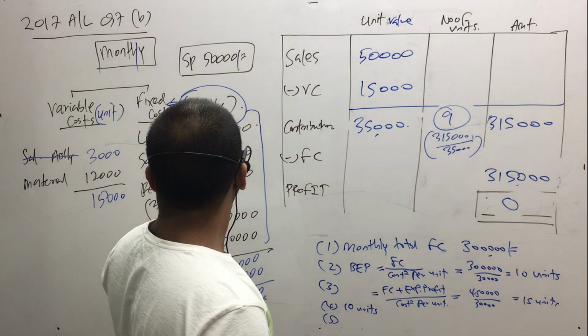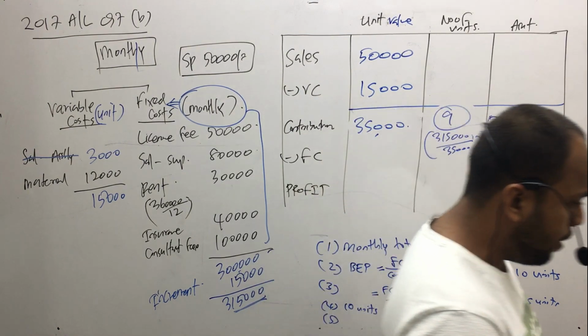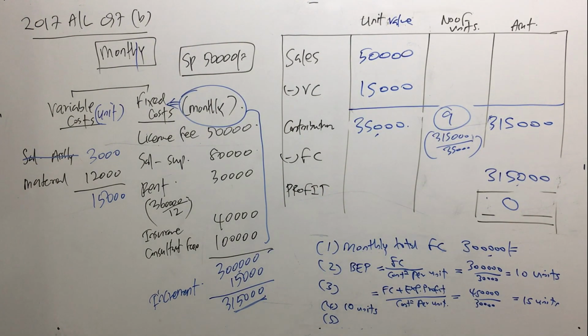Okay, so that is the 2017 paper. Right, now we'll move on to another question. Here it's 9 units.